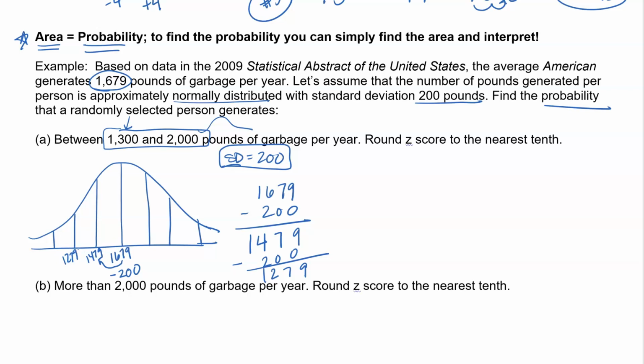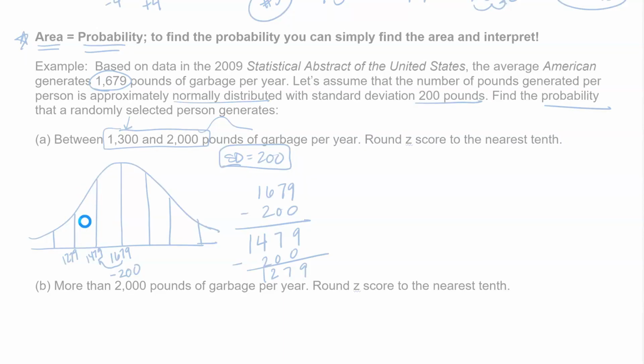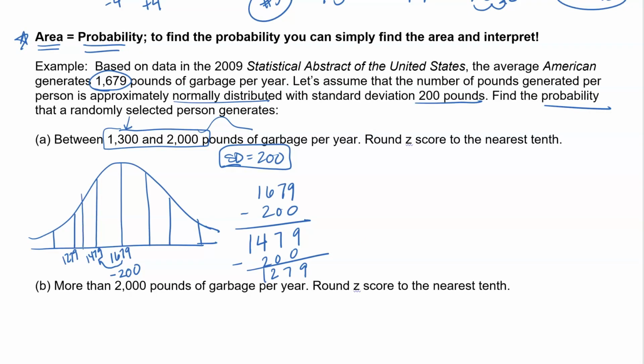Now you'll notice 1300 doesn't lie on those standard deviation lines. It's somewhere between 1279 and 1479. So I'm going to say 1300 is about right here. So I'm going to actually have to use the Z-score formula since it's not an exact standard deviation. I'll use my data value 1300 minus the mean, divided by the standard deviation, and round to the nearest tenth. I get about negative 1.9.